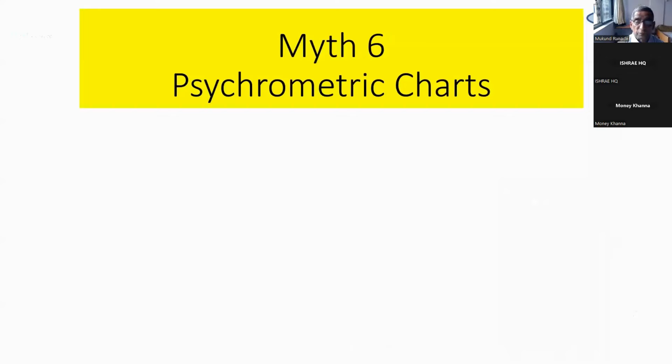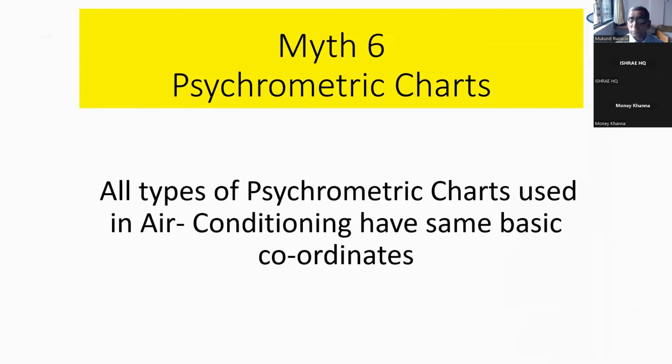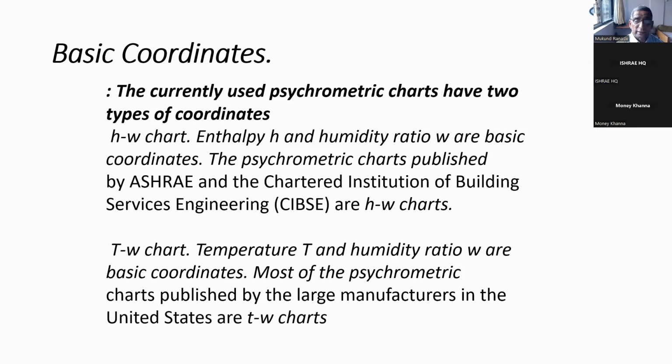Now the next myth is the psychrometric chart. Everybody has seen the psychrometric chart, so people feel there is only one psychrometric chart. But for air, there is more than one psychrometric chart. For air conditioning engineers, there are two types of psychrometric chart and not one type. So let us understand.